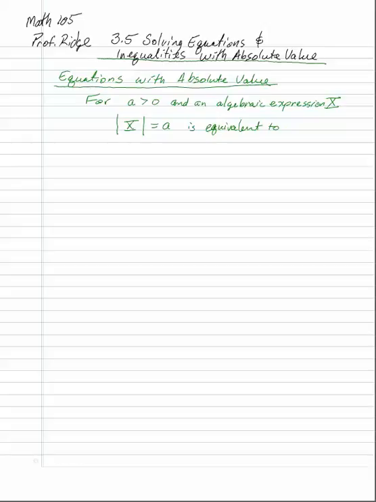For a greater than 0, so a is positive, and an algebraic expression x, which could be something simple like just x, or something more complicated like 5x plus 7, or even more complicated than that. The absolute value of this algebraic expression x equal to a is equivalent to x equals negative a or x equals a.